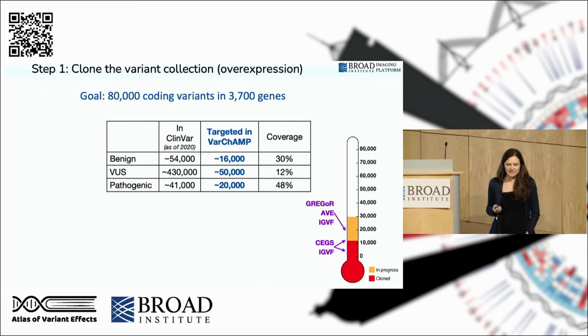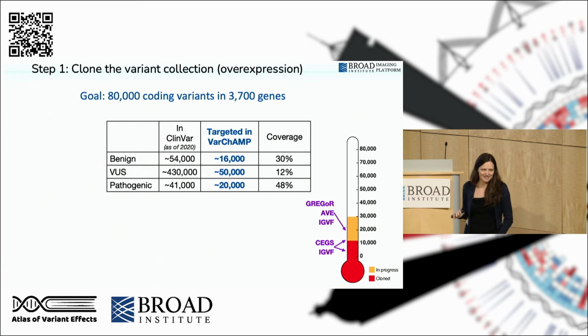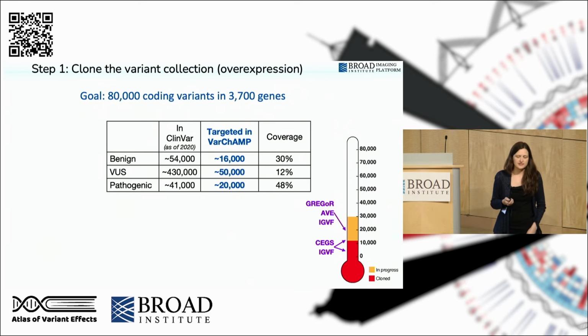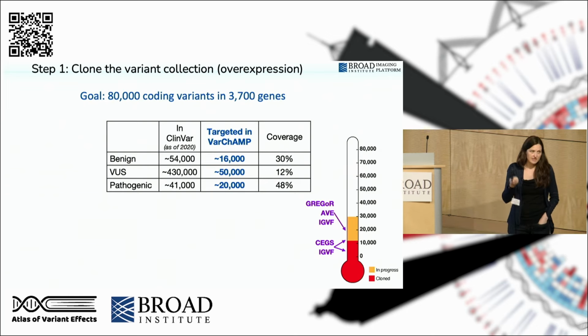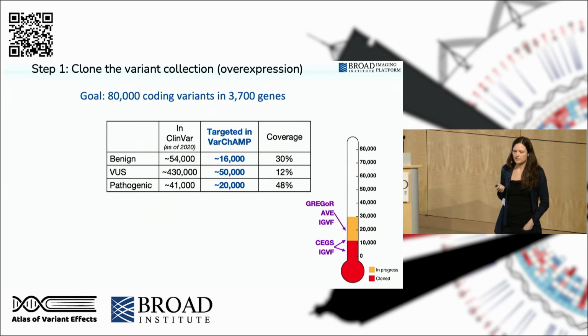So first step, if we want to characterize a lot of variants, is to clone a decent collection of variants. And so for this, we're aiming to actually capture 80,000 coding variants across thousands of genes. And you can see where they're coming from here. Thanks to many of you in this room and other collaborating consortia, we have some nice overlap with other projects that are out there in the world, so that we'll really have a lot of data to cross-compare eventually.